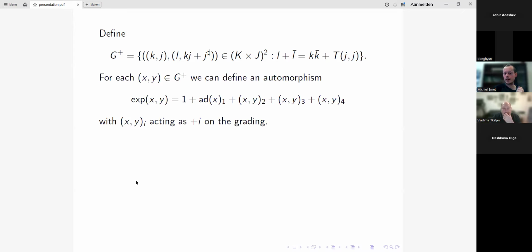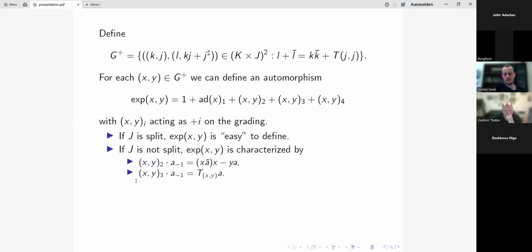And for each x, y in J plus, you can define an automorphism. And this x is related to the adjoint of x. So the +1 graded component of this exponential is the adjoint of x for the first component of G plus. And the other components, xy2, xy3, xy4, I won't define them at this point, and these act in a certain way on the grading. Now, to define these other parts of this exponential, it takes some work.